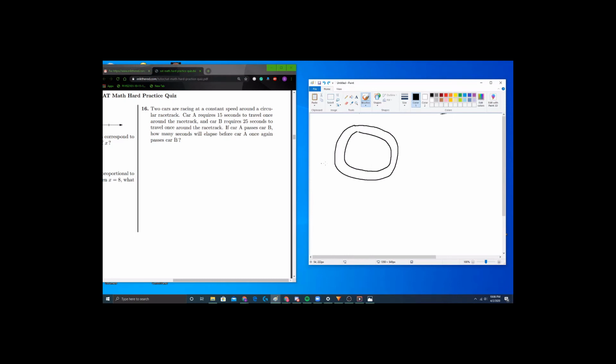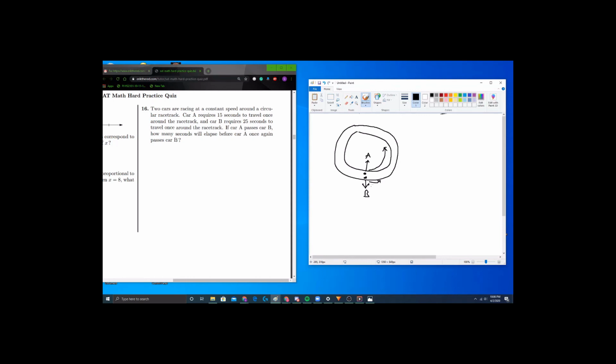If car A passes car B, then at some point in time they're going to be at the same point, where A is just passing B. Very realistic looking cars, I know, I'm an artist. Then A is going to continue on, B is going to continue on, but A is faster than B. So eventually A is going to lap B again.